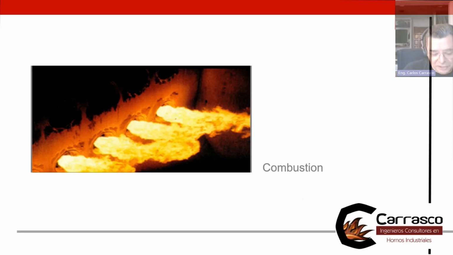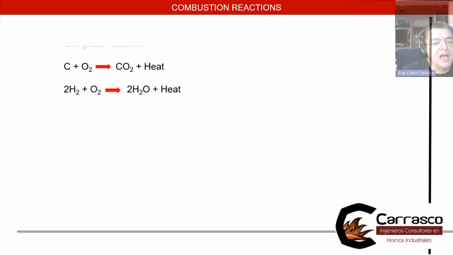If we talk a little bit about combustion, the combustion reactions are shown here if I use carbon as a fuel plus oxygen, or if I use hydrogen. In the combustion of hydrogen and oxygen, I am always going to get steam, water, and heat. That's perfect. This is the best I can do in my process.